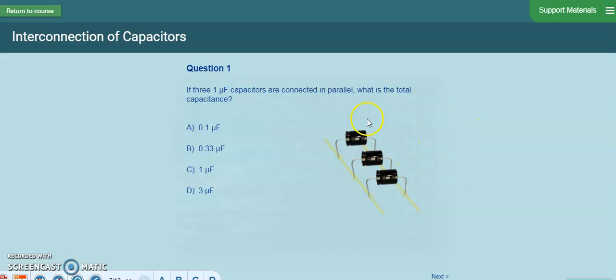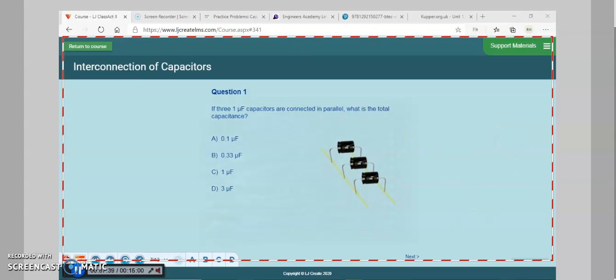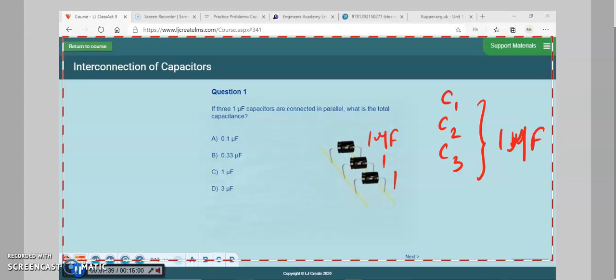So moving on to this one, let's solve this and see. Here's just one example, so we can move on to the practice problems. So you have 3 1 microfarad capacitors. Each one is 1 microfarad. So you have C1. Again, I always say write your given information: C1, C2 and C3, which is 1 microfarad. And then it's told that it's connected in parallel.